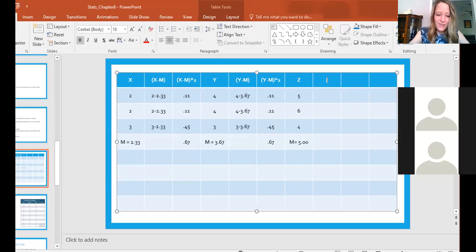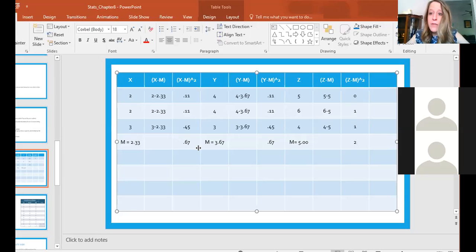And then, of course, we have to do it for the very last group. So 5 minus 5, 6 minus 5, and 4 minus 5. And if we take those and square them, this should be 0, right? This would be 1 squared, which would be 1. 1 squared, which would be 1 again. So this sum is 2.